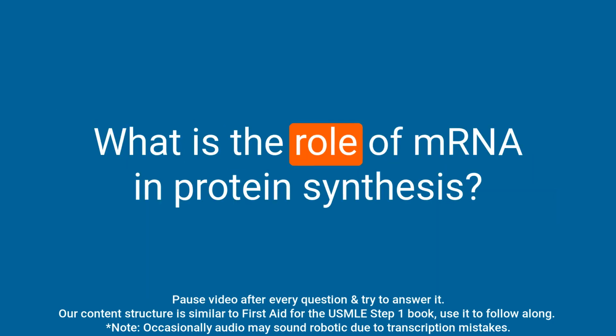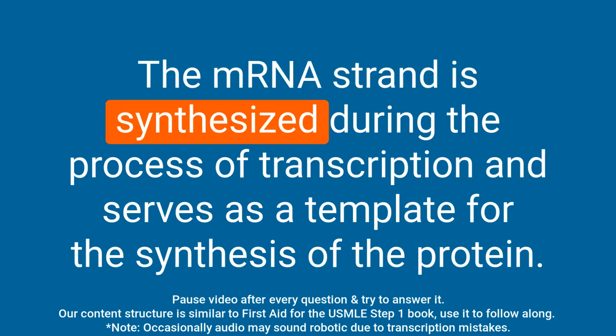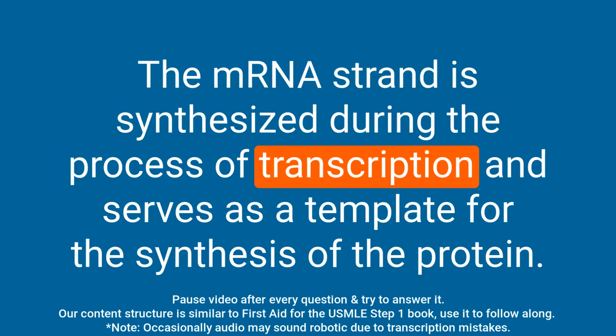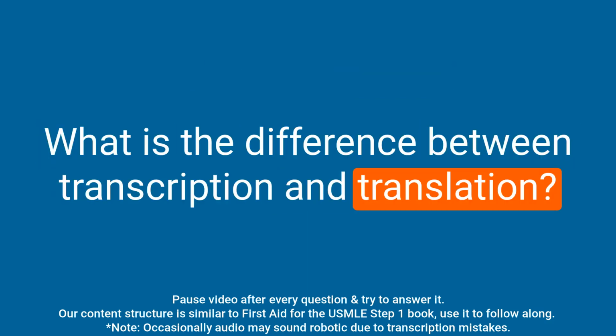Question: what is the role of mRNA in protein synthesis? Answer: mRNA plays a crucial role in protein synthesis as it carries the genetic information from the DNA to the ribosomes where it is translated into a protein. The mRNA strand is synthesized during the process of transcription and serves as a template for the synthesis of the protein.